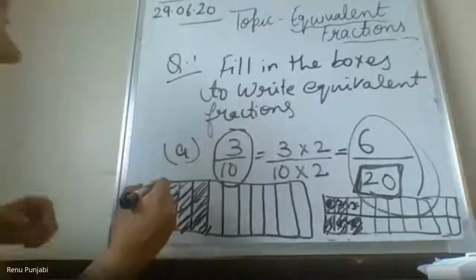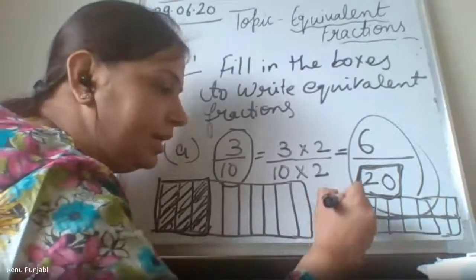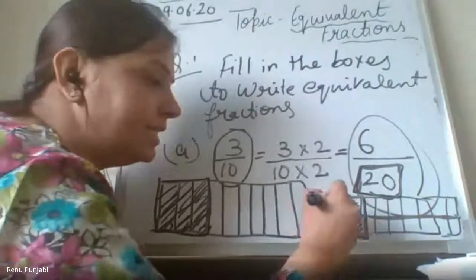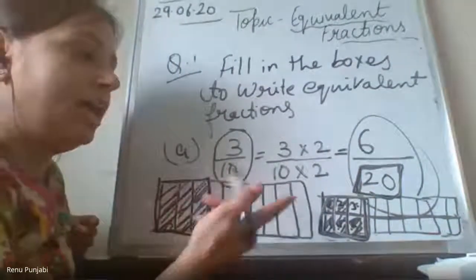Here is the similarity: there are also 3 complete. Yes, 3 complete are written. Here also 3 complete, because here we divided from the middle and made it 20 equal parts. Out of the 20 are 6. So this way the fractions are equivalent.